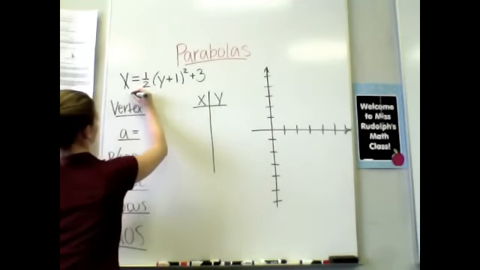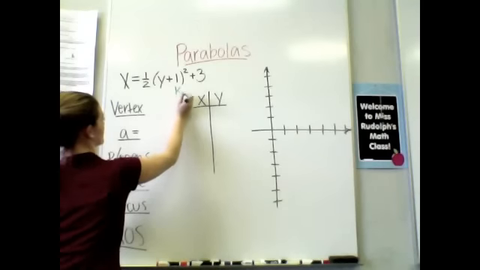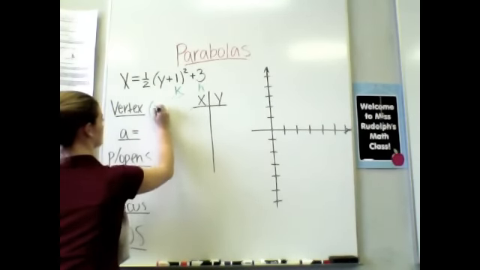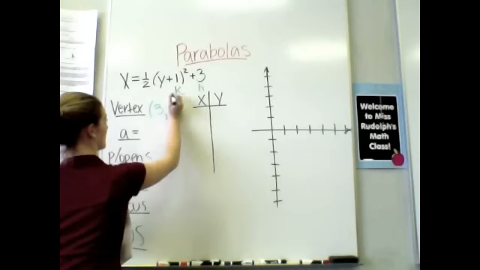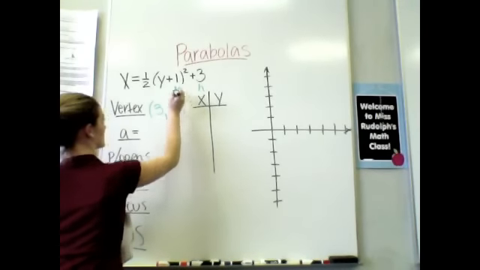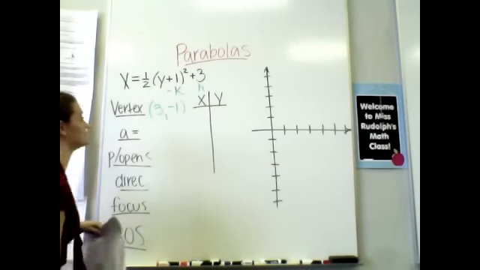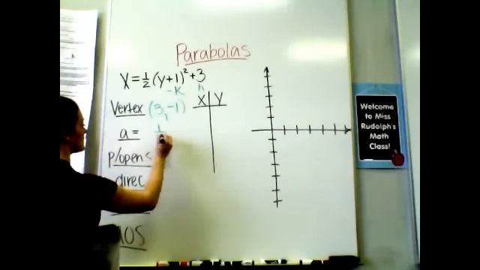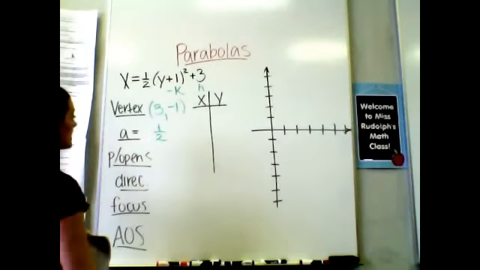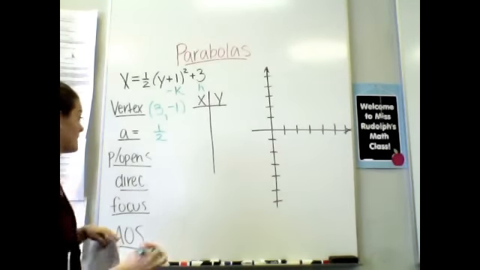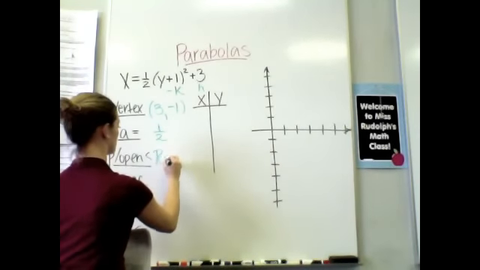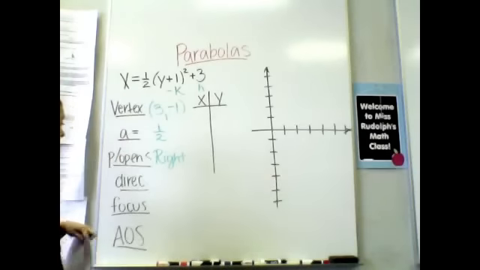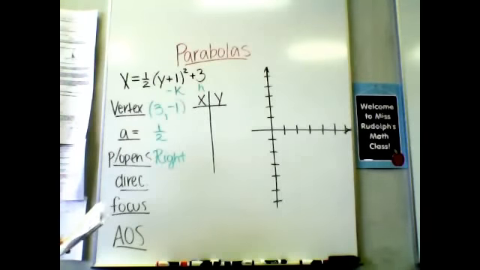But when an equation is set equal to x, the k is inside parentheses and the h is on the outside. So my vertex will be 3, and it'll actually be negative 1 because it's always minus on the inside. My a here is 1/2. Therefore, because it is positive, I'm going to open to the right. Once again, this is because I'm set equal to x, so I'll be a sideways parabola.